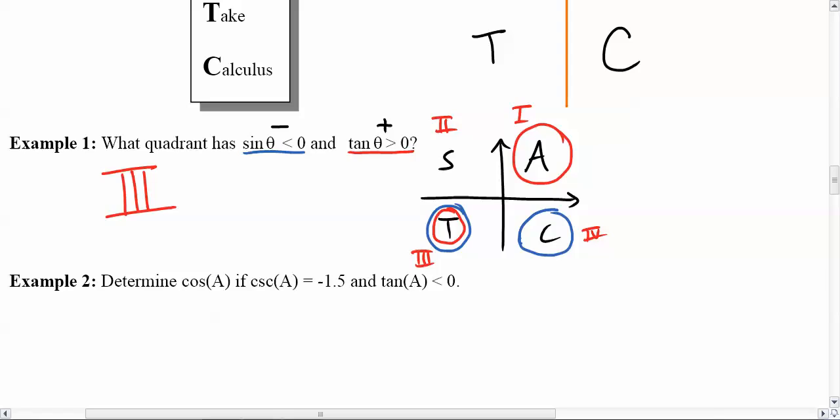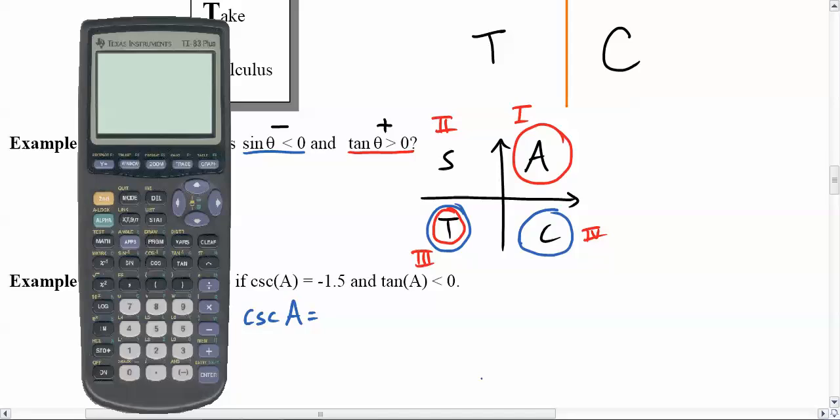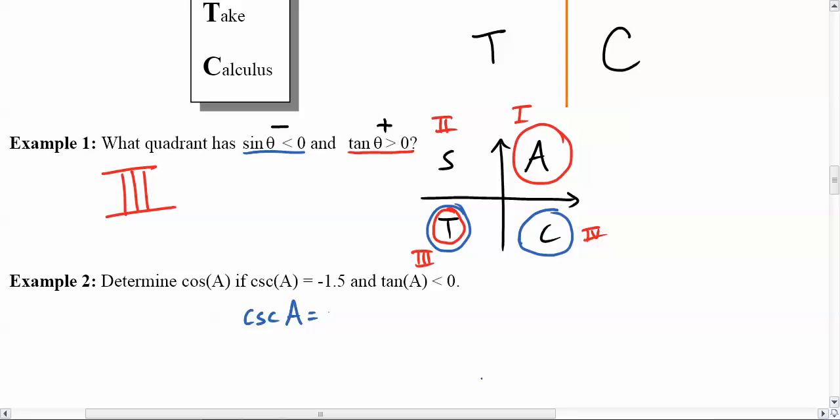Okay, we can also find all the trig ratios given just one of the trig ratios, since there are so many relationships between x, y, and r. So if we're given that cosecant is negative 1.5, if we write that as a fraction, then we can find the other ratios. So negative 1.5, you guys know what that is as a fraction, right? If you're not sure, you just put negative 1.5, change to fraction, and it's negative 3 over 2.